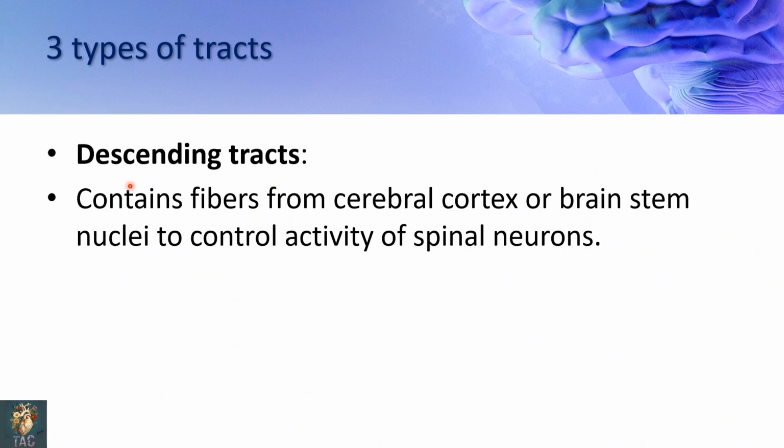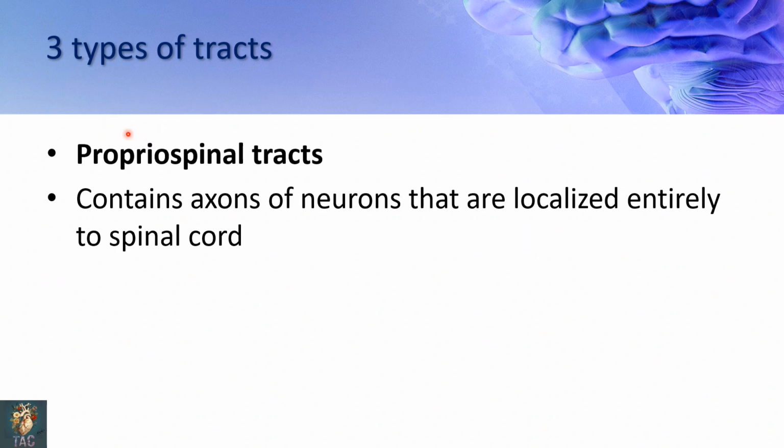Then we have descending tracts. These contain fibers from the cerebral cortex or the brainstem nuclei to control the activity of the spinal neurons. Then we have the propriospinal tracts. They contain axons of neurons that are localized entirely to the spinal cord. They modulate the functions of the different tracts; they arise within the spinal cord and end within the spinal cord. So we have three different types of tracts: the ascending tracts, the descending tracts and the propriospinal tracts.